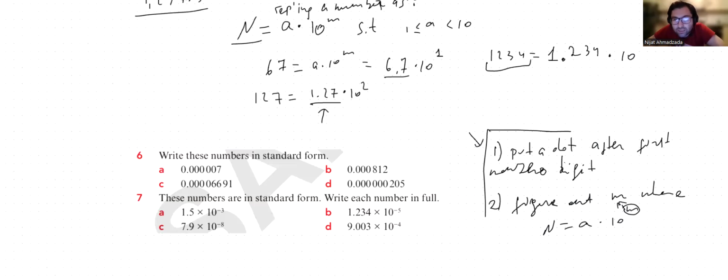We see that this dot needs three more steps. If it did not need any more steps, it would be the exact same number. Since we need three more steps, we just have 3. You can calculate for yourself that 1.234 times 10 to the power of 3, which is 1,000, gives you this number exactly. This is everything that we need. Now let's jump into the questions.